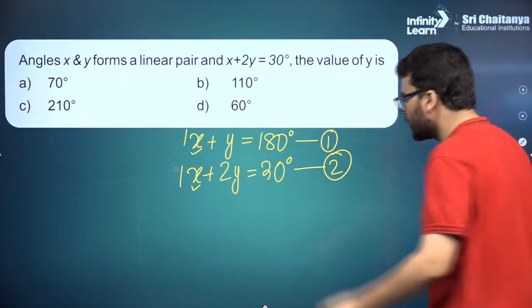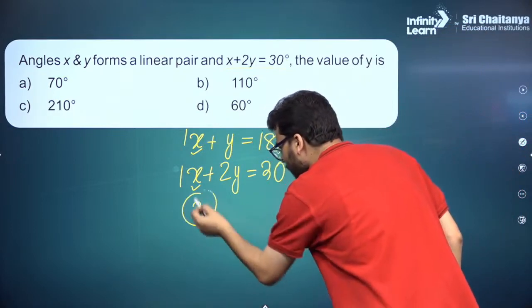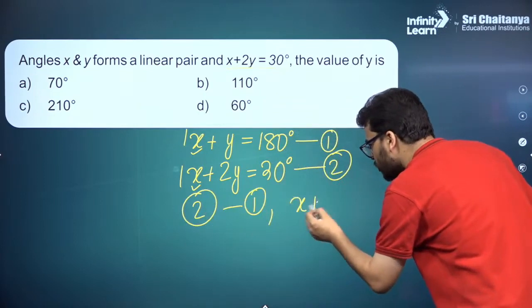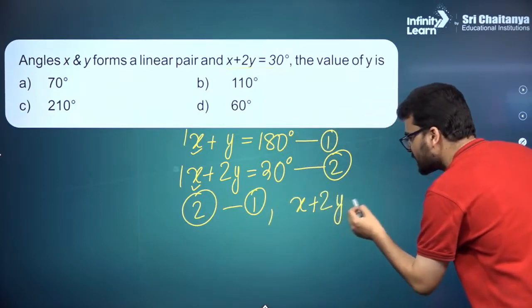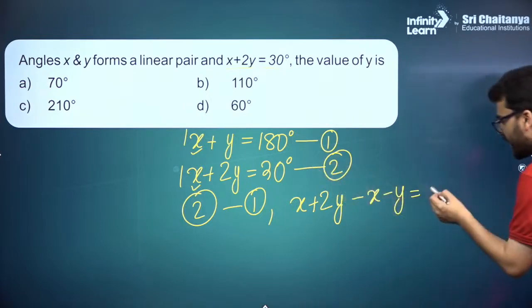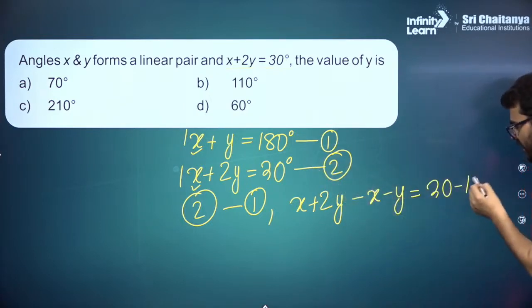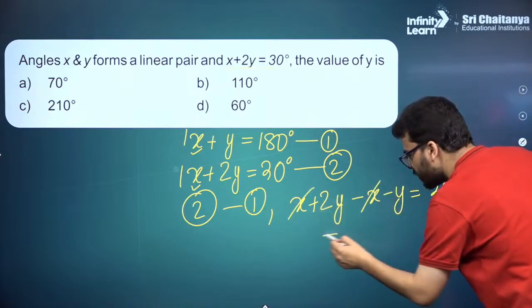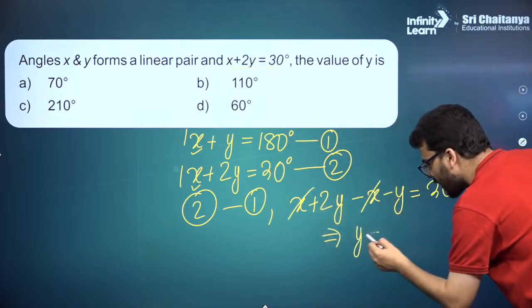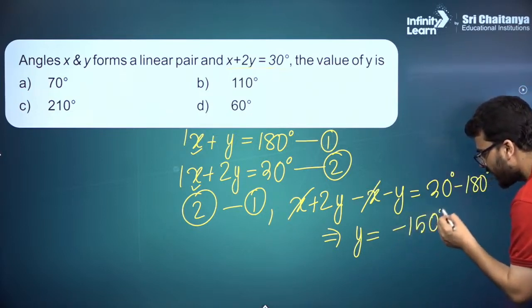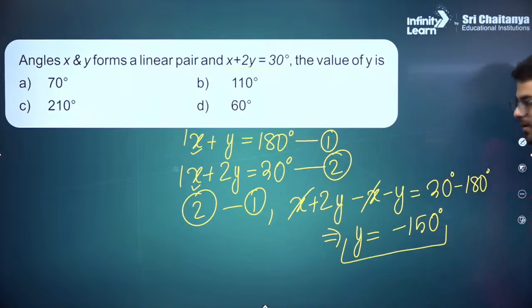Okay, so still you can do that thing, equation 2 minus equation 1 I am doing, right? So what will happen over here? x plus 2y minus x minus y will come out to be equal to what? 30 minus 180, correct? So basically x will get cancelled out. So therefore y is coming out to be equal to minus 150 degrees. Correct? Minus 150 degrees over here.